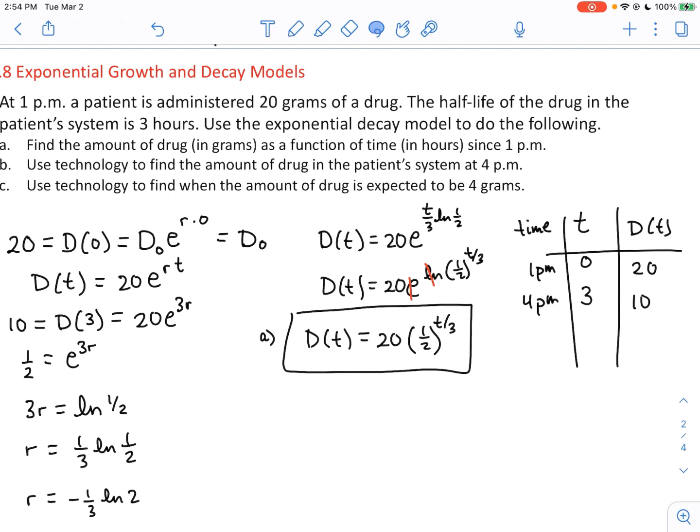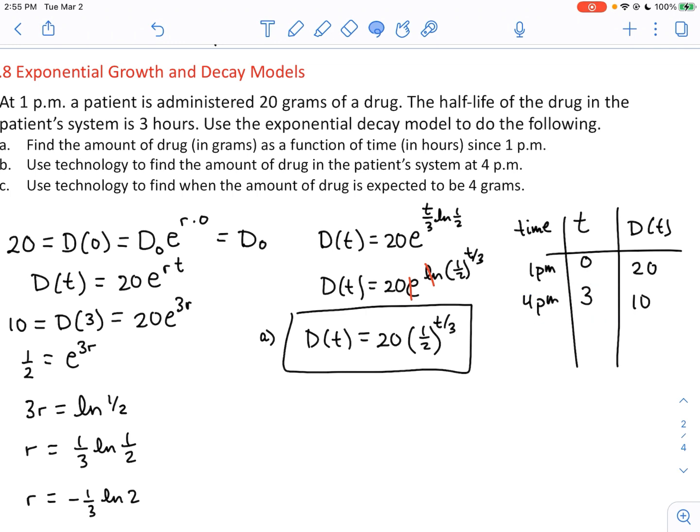So notice, because we knew the half-life was 3 hours, I really didn't need to do all this work here to answer question B. The data for it was already right here. Every 3 hours, the amount of drug cuts in half. So from 1 p.m. to 4 p.m., that's 3 hours. That means we expect the drug to go from 20 grams down to 10 grams.